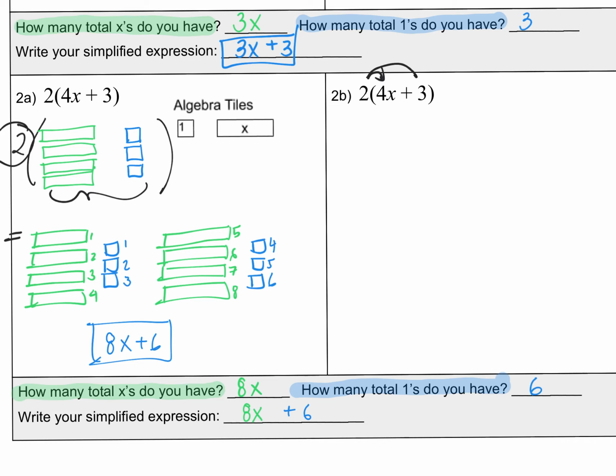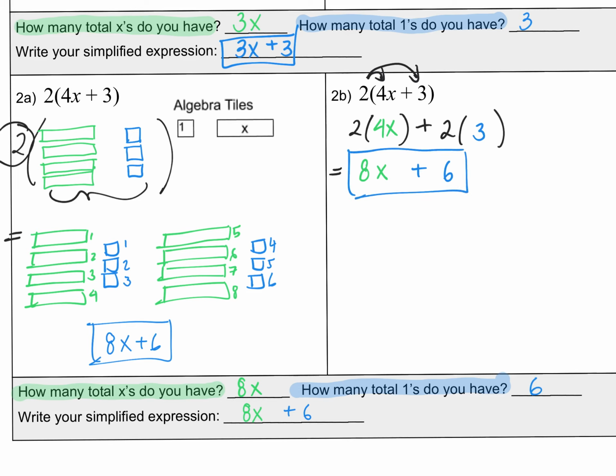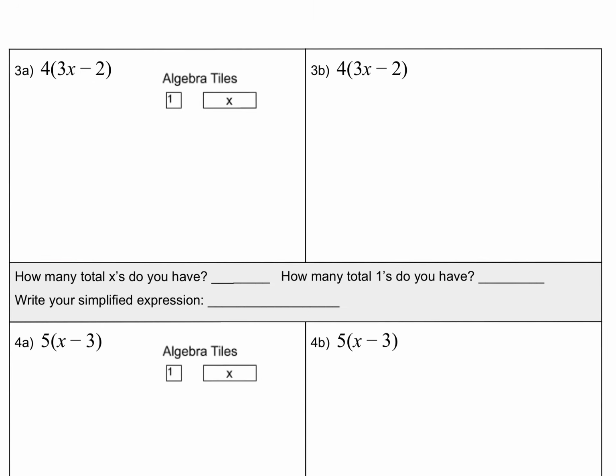Using the distributive property, I can multiply 2 times 4x and multiply 2 with 3. 2 times 4 is 8, so I have 8x. And then 2 times 3 is 6. So again, we have the same simplified expression using algebra and algebra tiles. Let's look at number 3.